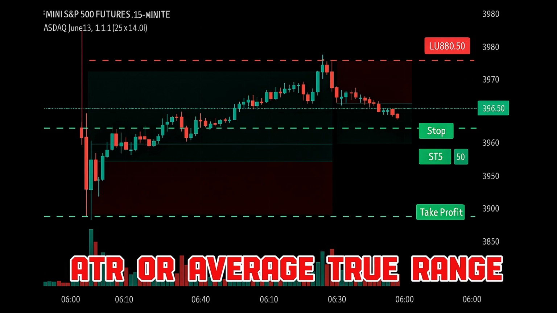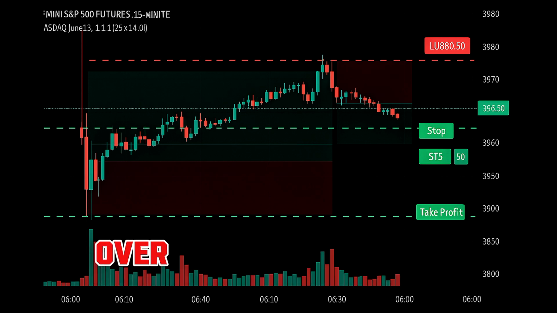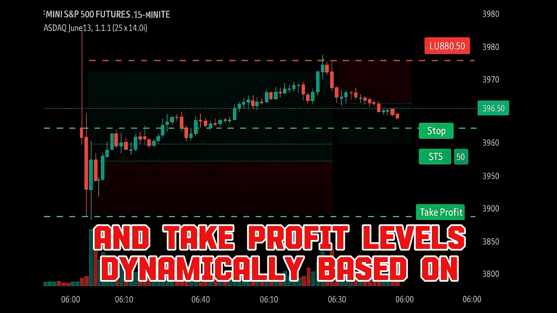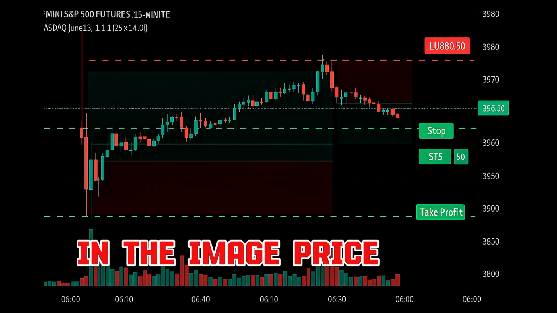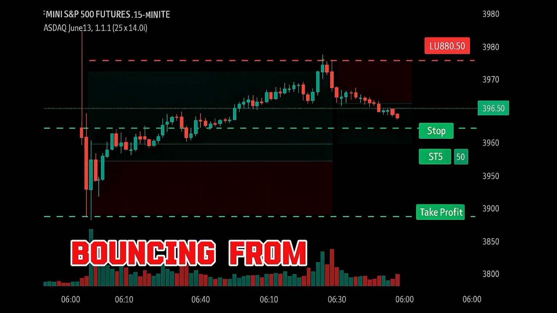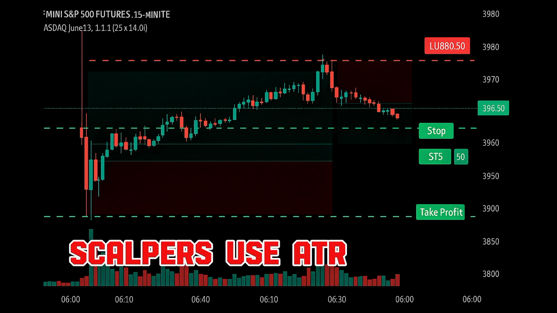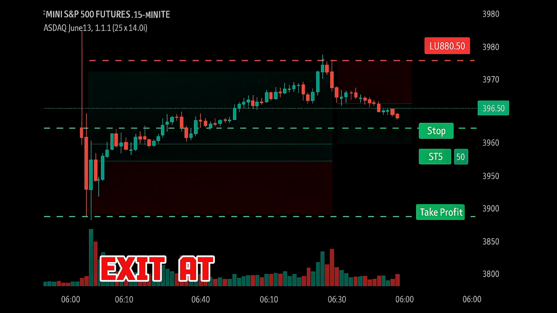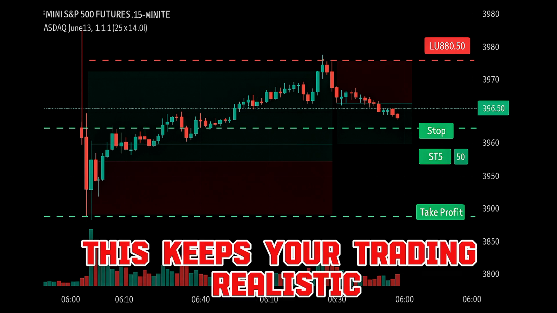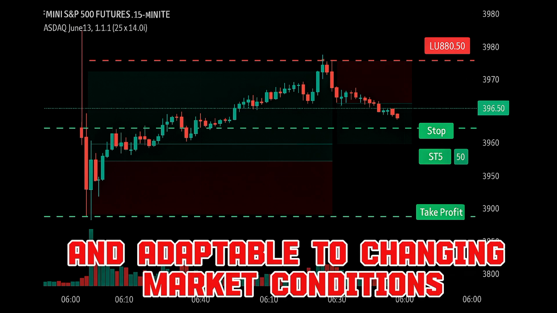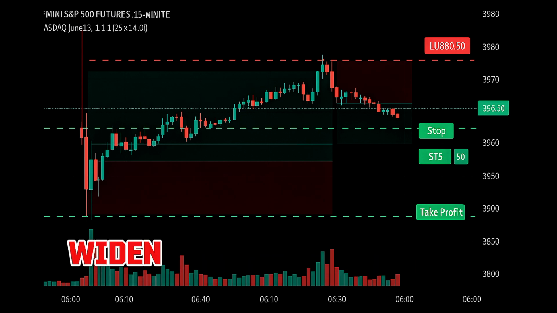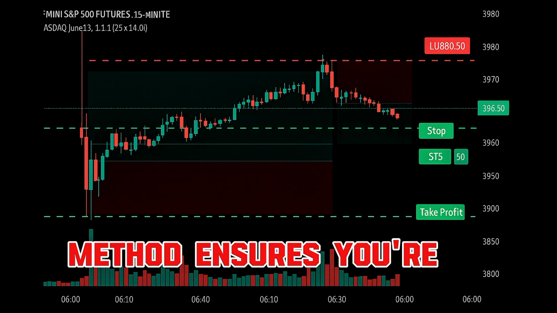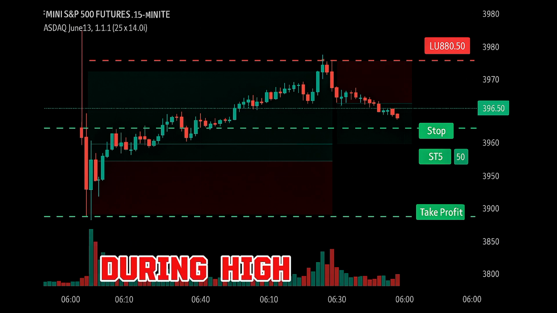ATR, or average true range, tells you how much an asset moves on average over a period. It helps adjust stop loss and take profit levels dynamically based on volatility. In the image, price stays within colored ATR zones, bouncing from one to the other. Scalpers use ATR bands as smart targets. Enter near the lower band with bullish confirmation, exit at the upper band. This keeps your trading realistic and adaptable to changing market conditions. When ATR expands, widen your stop loss and TP zones accordingly. This adaptive method ensures you're not overexposing your trade during high volatility.